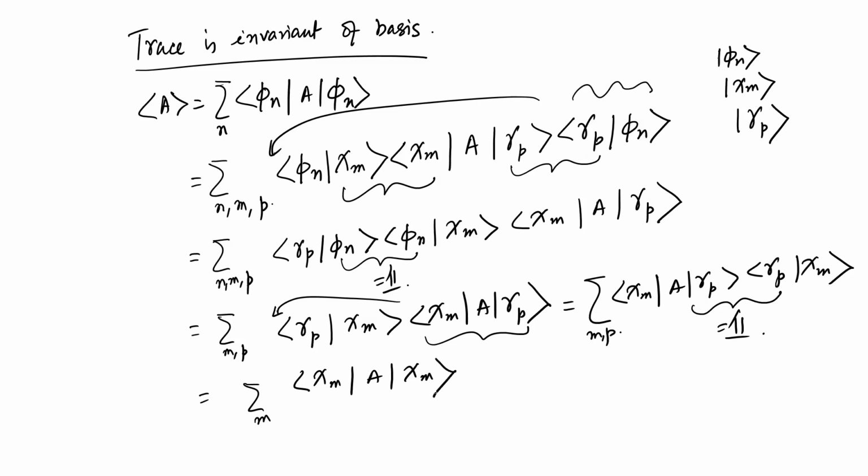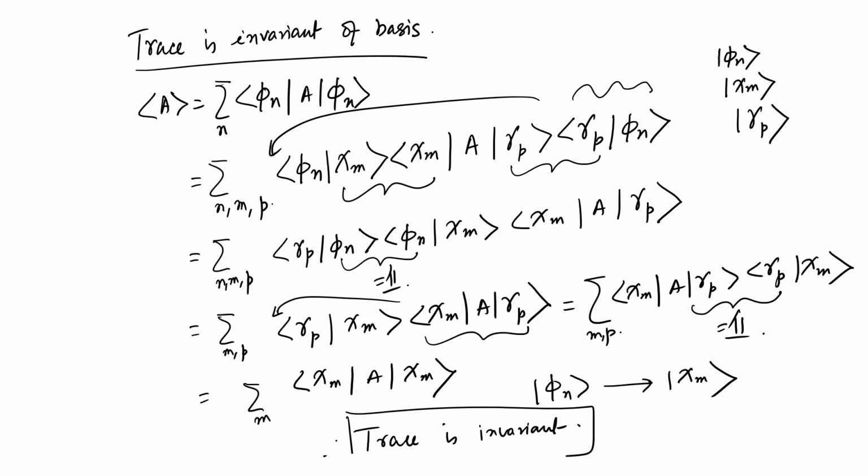So, we have indeed gone from a basis which is phi n to a basis which is chi m, and we are still writing the expectation value in terms of a sum, and the operator A is taken between these chi m's, and that is what is going to be important for us. So, that tells you that trace is invariant, and it does not depend upon the basis that we choose to express. So, trace, as you know, is a sum of the diagonal elements.